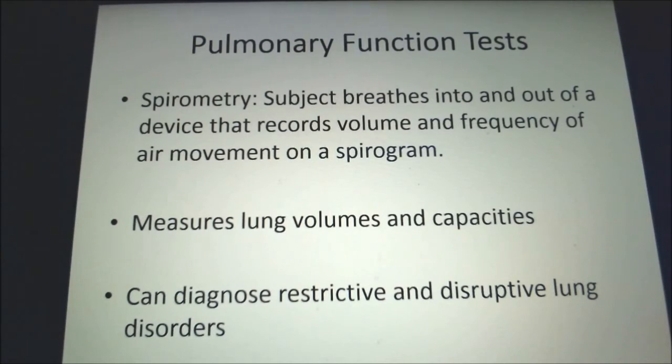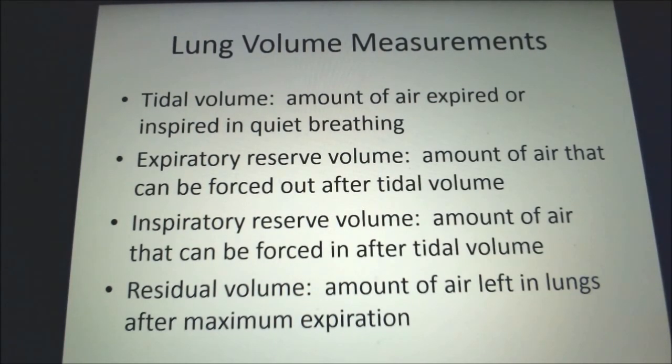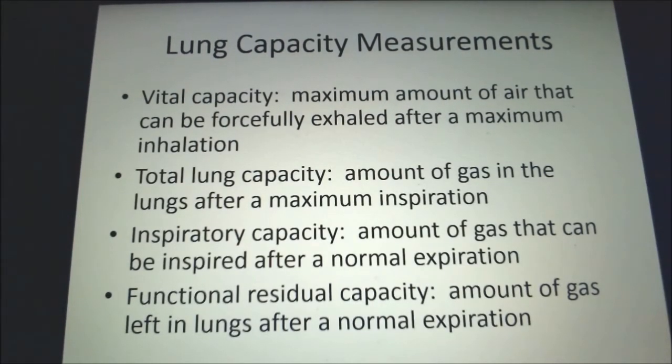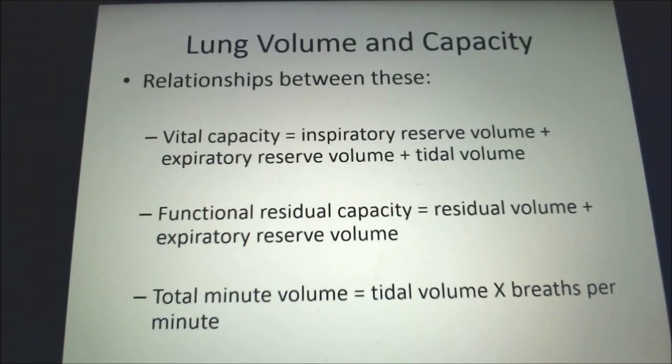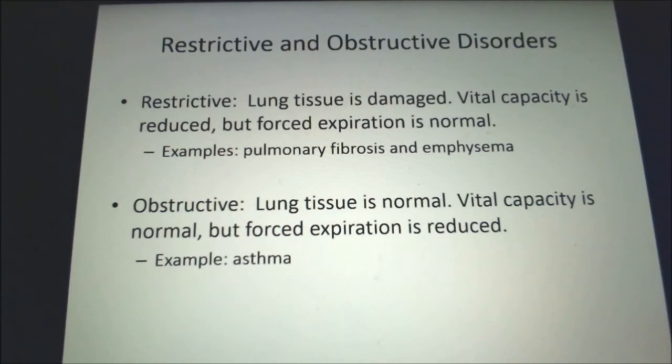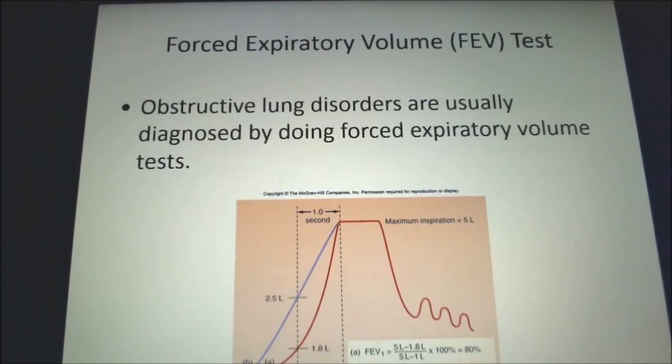Pulmonary function test. We did several. Know what the pulmonary function tests are. We did use the computers. We did a pulmonary function test. Lung volume and capacity: tidal, expiratory reserve, inspiratory reserve, residual volume, vital capacity, total lung capacity, inspiratory capacity, functional residual. You know all these. Look at the relationships. Know what an FEV is. It's forced expiratory volume. FEV 1, 2, and 3 is forced expiratory volume in 1 second, 2 seconds, and 3 seconds. It's used in diagnosing restrictive and obstructive lung disorders.